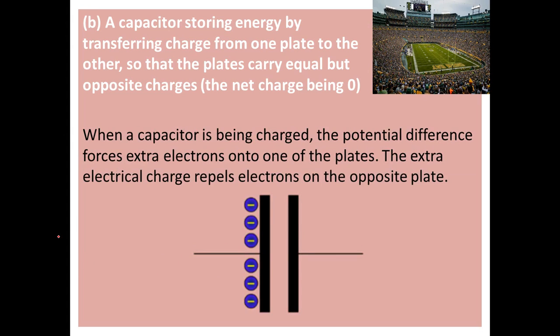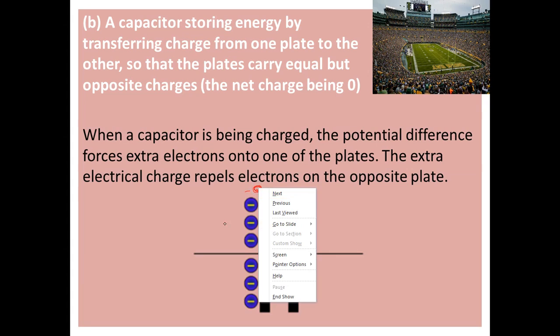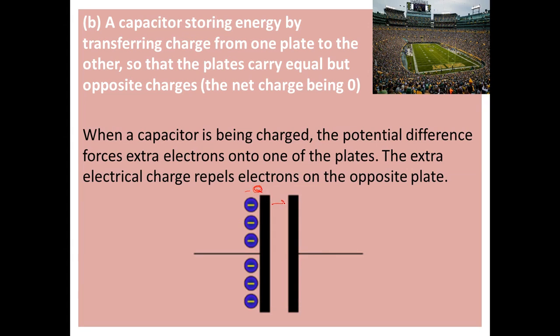So as those electrons flow around the circuit, we would get an excess of electrons on one plate, causing a negative charge. And that much bigger negative charge causes a repulsion on the other plate and forces the electrons off the other plate and down the wire. So the electrons move that way, giving this plate a positive charge.